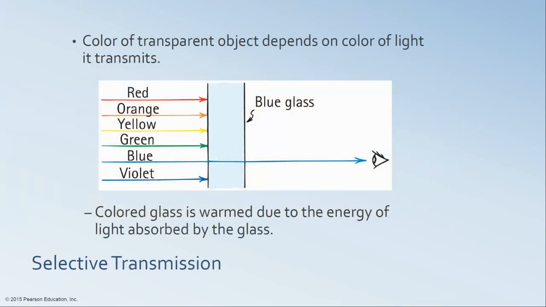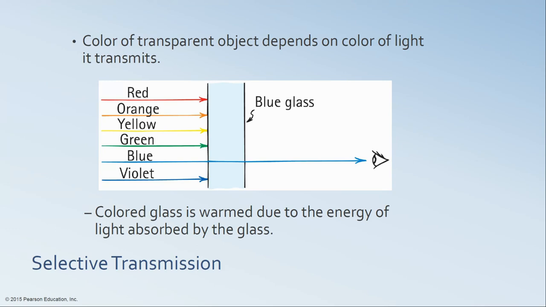We can also look at these different frequencies of light to see how light can be selectively transmitted as well as reflected. If we have a transparent object like stained glass in a church window, the color of that transparent object depends on what light it transmits through it. So for instance, look at this example. We have someone looking through a pane of blue glass. And what's happening here is the glass only reacts to the blue frequency to transmit it through the glass.